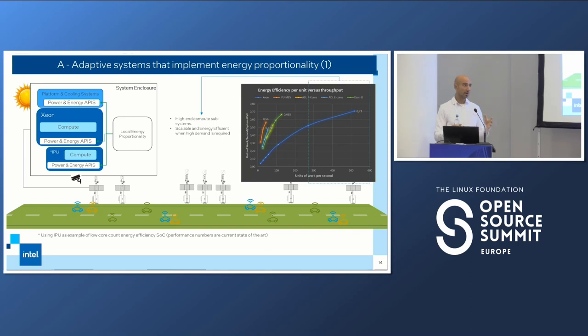Now, if you look at the right side of the picture, in those situations when I need a Formula One car, sure, I have 0.7 units of work per second per watt in a Xeon system, which is good. But if I go into situations, like going from 600 to something between 0 and 100, it's more effective to move my workload and execute it on this small SoC, which has less capacity but is more efficient in terms of energy. So this is the first principle that we're using in these proportional systems.